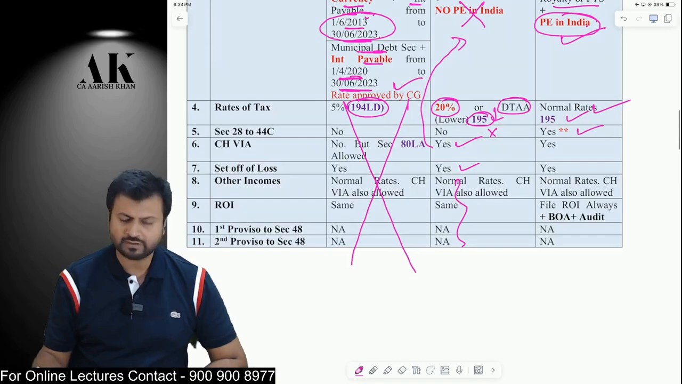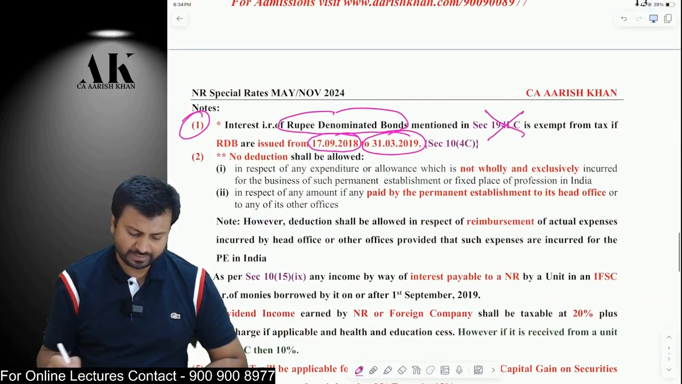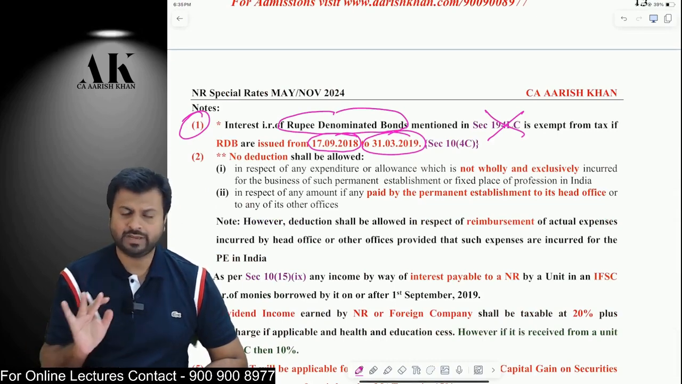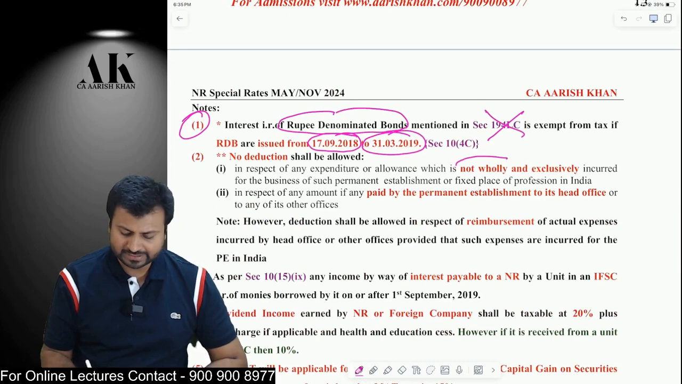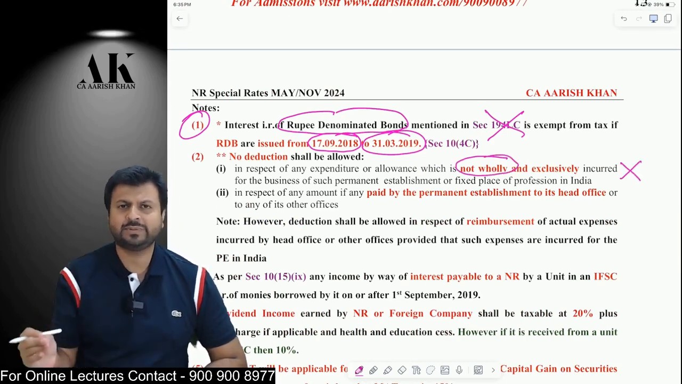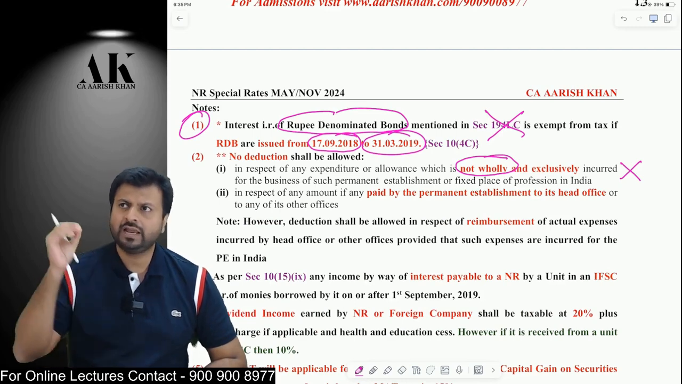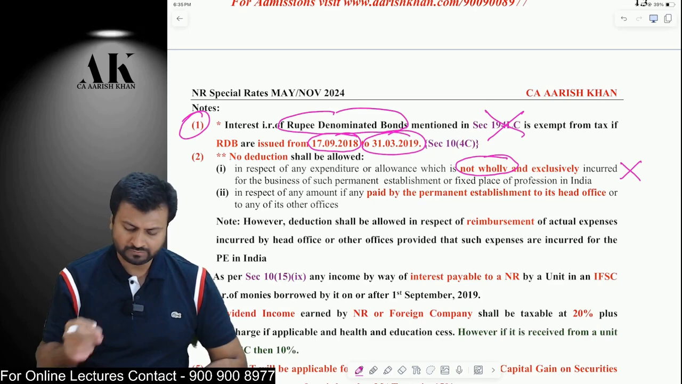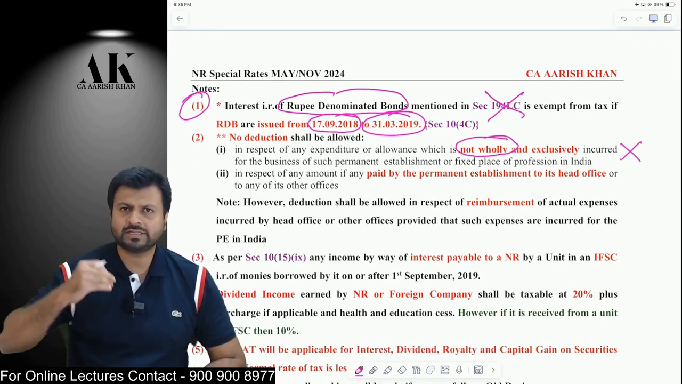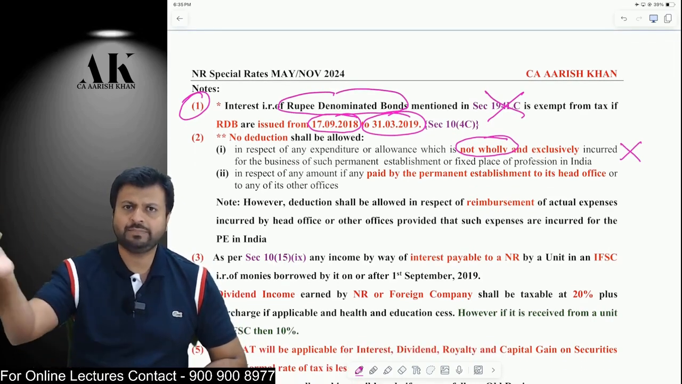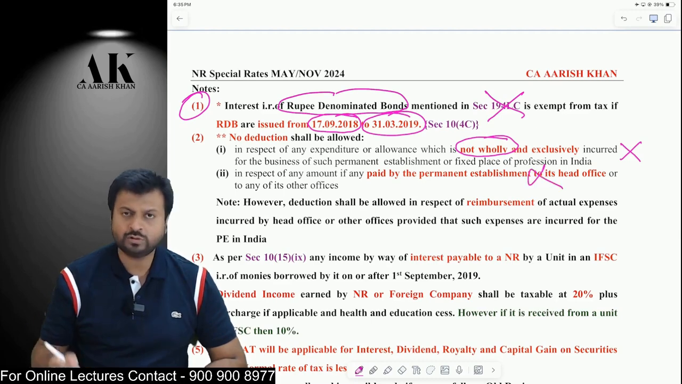Whether PGPP expenses will be allowed or not to the assessee? Yes, all PGPP expenses will be allowed to the assessee, but some of them will not be allowed. Like, if an expense is not wholly and exclusively for the Indian branch, then it is not allowed. If an expense is incurred partly for the Indian branch and partly for HO, then it will not be allowed. Similarly, if I have taken some services from my HO and I am making some payment to my HO, then that is also not allowed. But if I am making some reimbursement to my HO, then that is allowed.